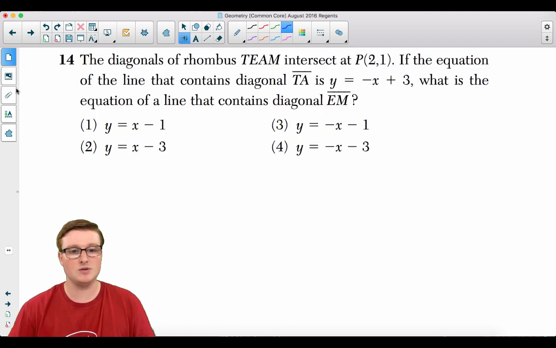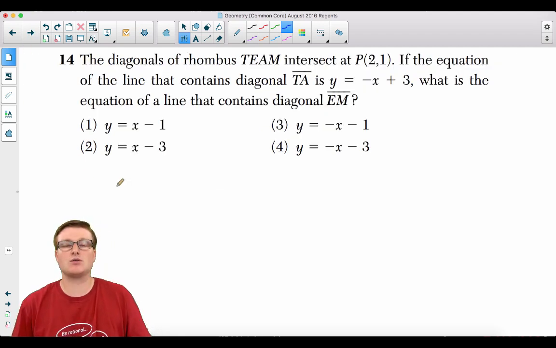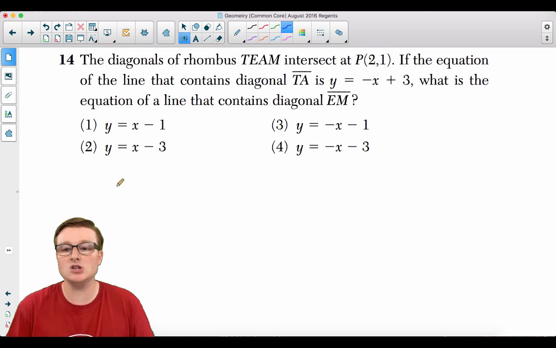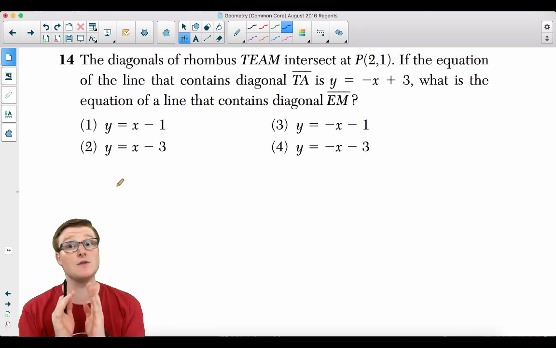All right. Moving on to 14. The diagonals of rhombus TEAM intersect at P(2,1). If the equation of the line that contains diagonal TA is y equals negative x plus 3, what is the equation of a line that contains diagonal EM? First and foremost, draw yourself a picture.